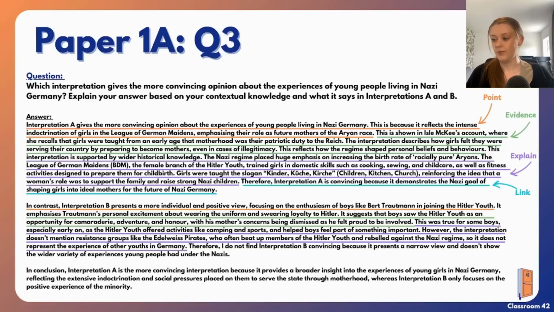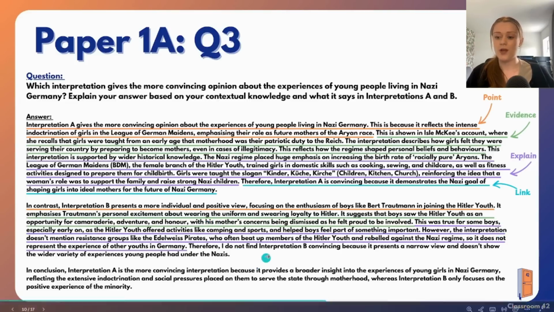So we've said our historical knowledge that does align with the interpretation. This was true for some boys, especially early on, as the Hitler Youth offered activities like camping and sports and helped boys feel part of something important. But then we can show perhaps why the interpretation isn't quite as convincing as interpretation A. However, the interpretation doesn't mention resistance groups like the Edelweiss Pirates, who often beat up members of the Hitler Youth and rebelled against the Nazi regime. So it does not represent the experiences of other youths in Germany.